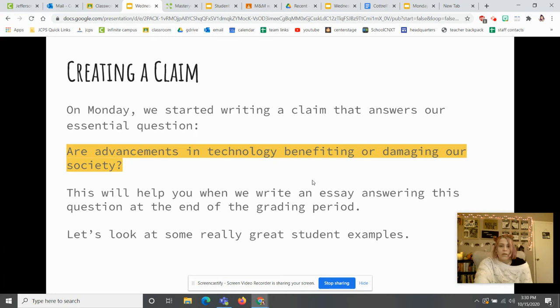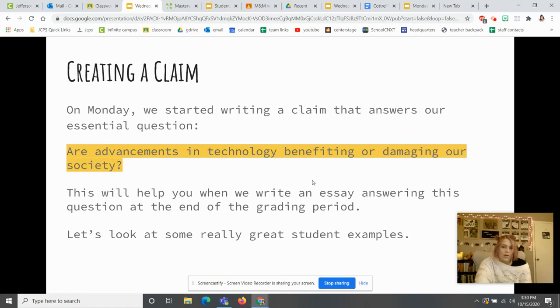So your claim has to answer the essential question for this unit. The essential question for this unit is, are advancements in technology benefiting or damaging our society? A claim is one sentence that tells me what you are going to argue. You are either going to argue that advancements in technology are benefiting society, or advancements in technology are damaging our society. So you have to choose a side.